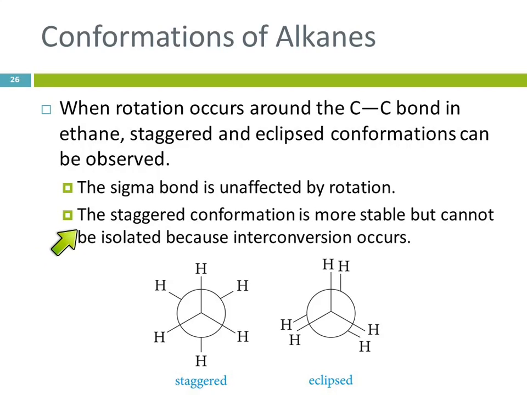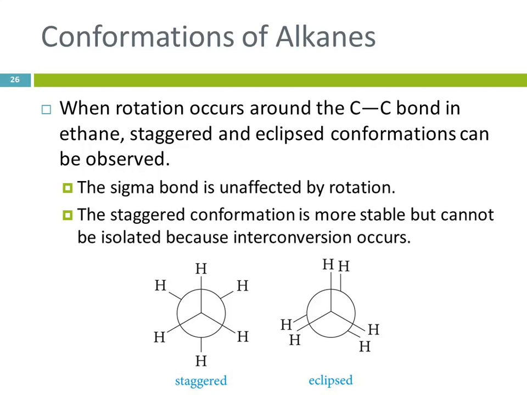The staggered conformation is a little more stable than the eclipsed, just because these hydrogens, everybody wants their own space. That's how I think of it. All these atoms, they're like children in a family. They're like, get out of my space. Move over. Why are you sitting next to me? Stop looking at me. But they'd like to have a little more space.